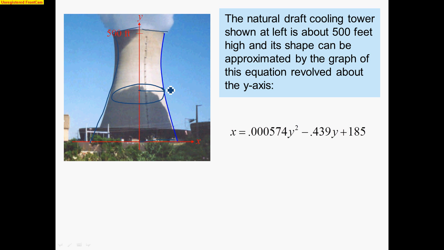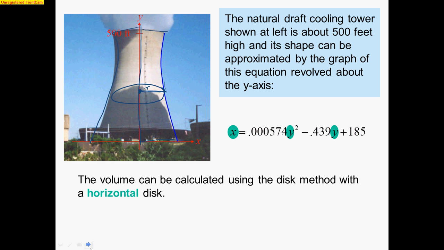Notice that between the shape and the axis of revolution, there is no space. Notice that the radius goes from the axis of revolution to the function. The axis of revolution is just the y-axis, so I don't have to shift. My function already was x is equal to y stuff. They gave that to me. So how do I do this volume?